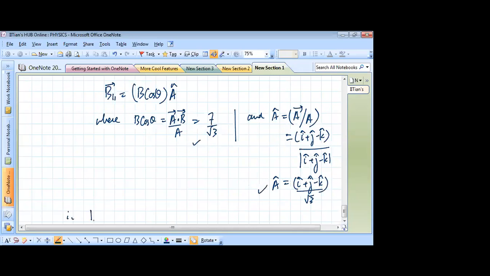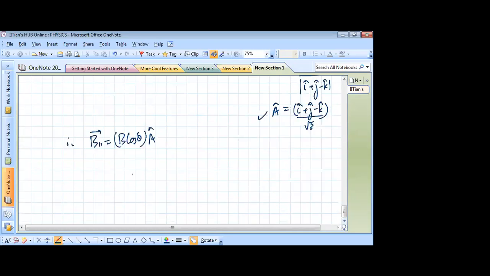So now B parallel, which has a magnitude of B cos theta, but its direction is along A, so its unit vector is A cap, is now just the product of these two. So it is nothing but 7 by root 3 multiplied by this unit vector, which is i cap plus j cap minus k cap, divided by root 3. Which is what? It is the unit vector of A, A cap. That is this one. So that is substituted here. And you can see this becomes 7 by 3 times i cap plus j cap minus k cap.